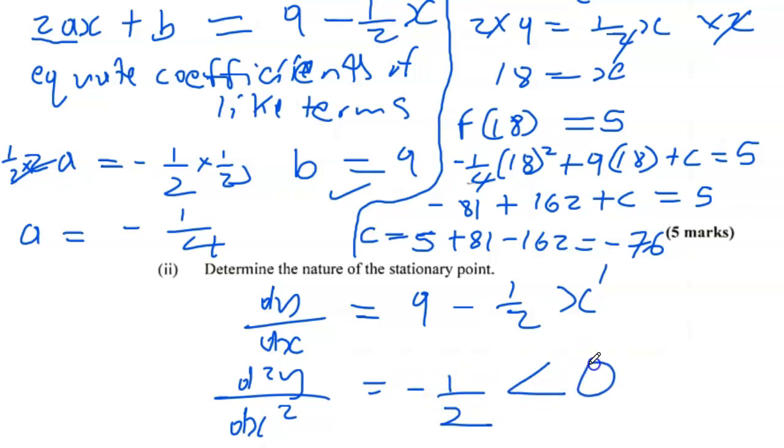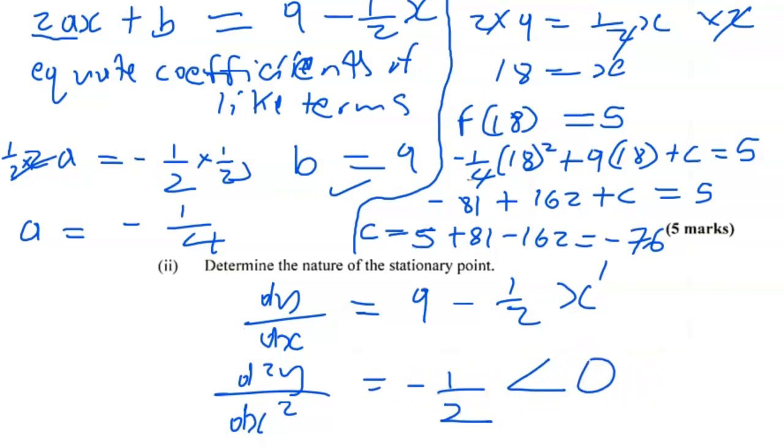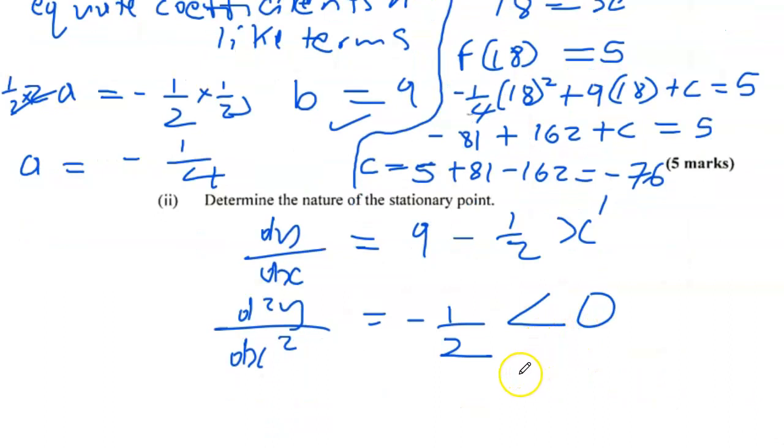than 0. And when the second derivative is less than 0, then it's a maximum. If it's greater than 0, it's a minimum. If it's equal to 0, it's an inflection point.